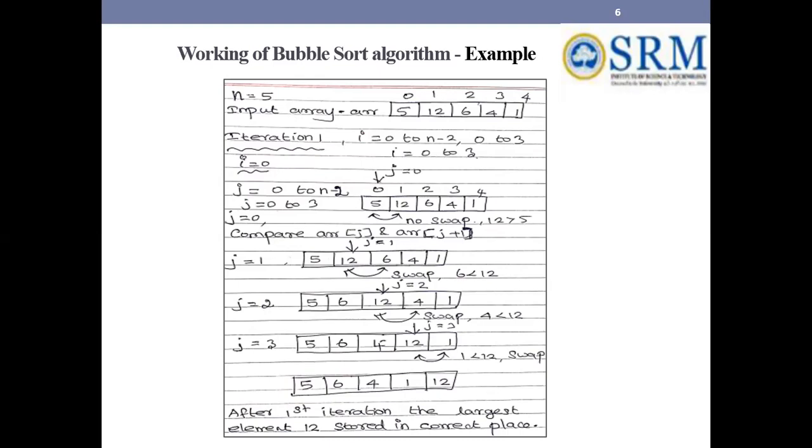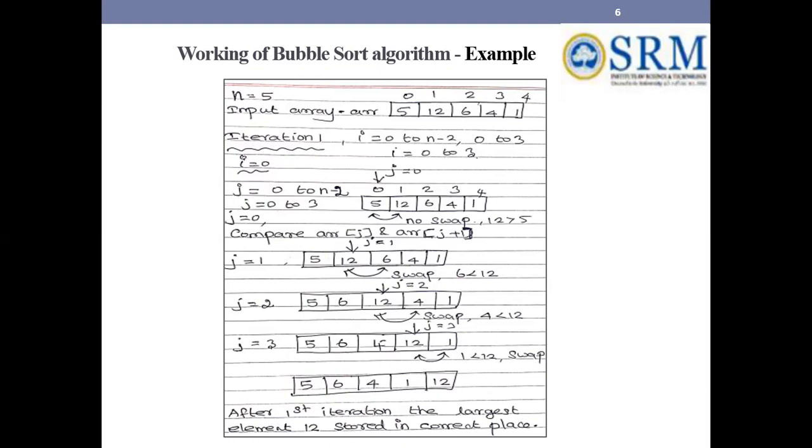So i equals 0 to n minus 2. What's the n value? n equal to 5. So 5 minus 2 is 3. So the i value varies from 0 to 3, that means 0, 1, 2, 3. So it performs 4 iterations. If the number of elements is 5, it performs 4 iterations. In general, if the number of elements in the array is n, the algorithm performs n minus 1 iterations.